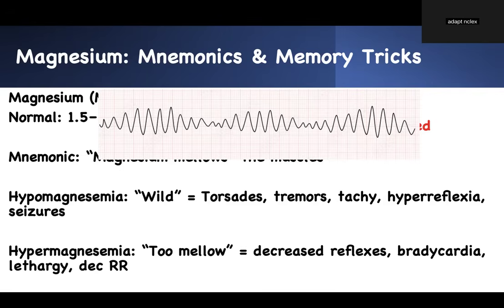If your magnesium is high, it will mellow you down. Your reflexes go down. You become bradycardic. You become lethargic. Your respirations will go down. Therefore, if a patient is on pre-eclampsia watch, getting magnesium to prevent eclampsia, you have got to monitor their respiratory rate, the reflexes, the heart rate, the urine output, because magnesium makes you mellow. It will make the pregnant lady mellow.